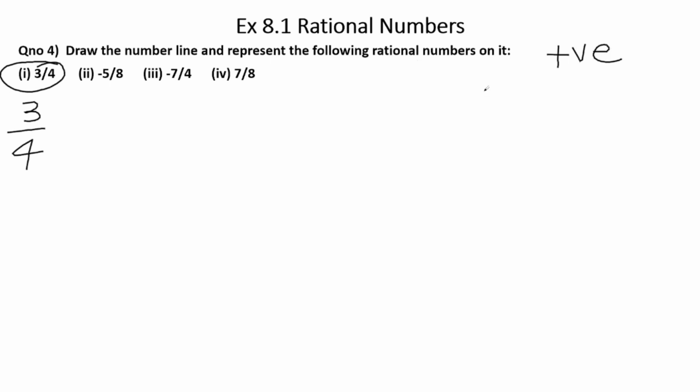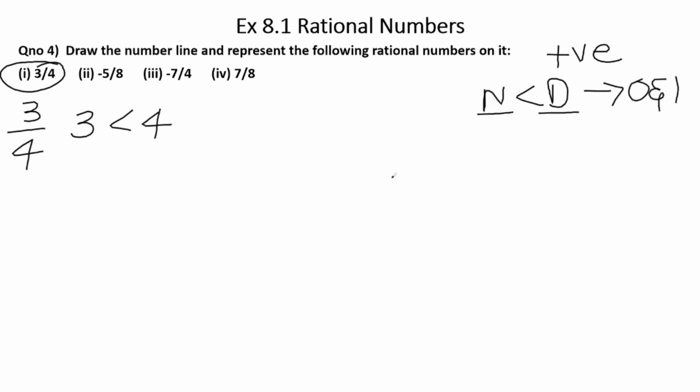Positive means greater than 0. In this case, the numerator is less than the denominator. The numerator is 3, the denominator is 4, and 3 is less than 4. When the numerator is less than the denominator, the value lies between 0 and 1. Now we know the value lies between 0 and 1, but we don't know where exactly.